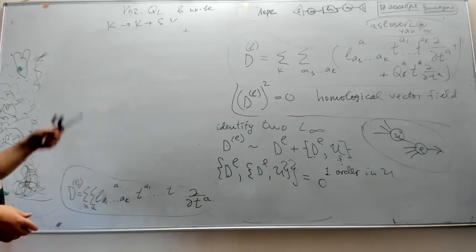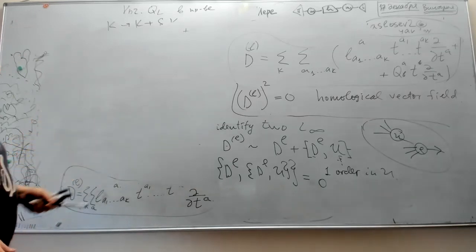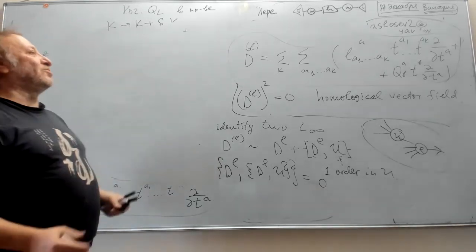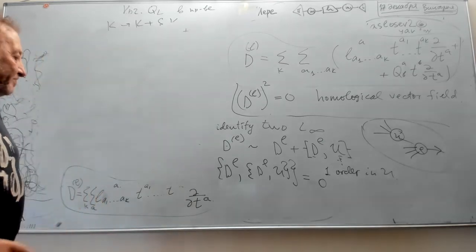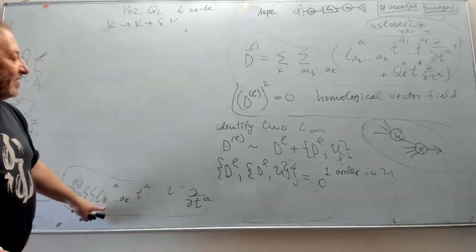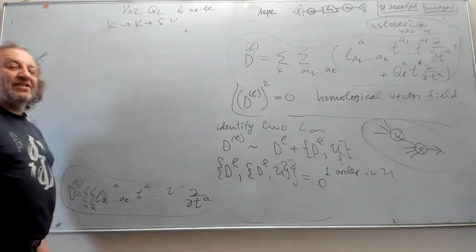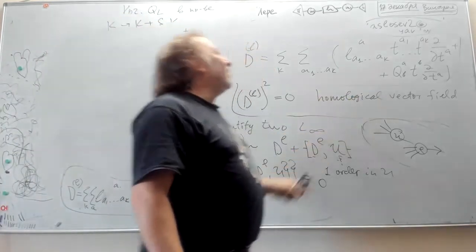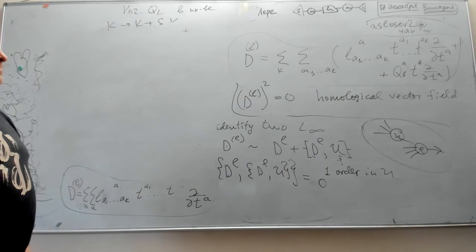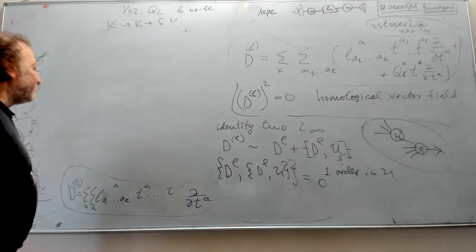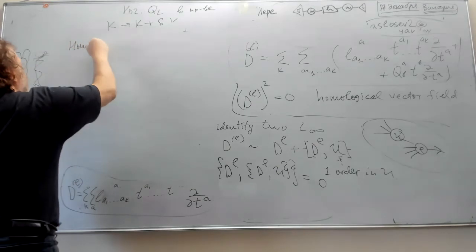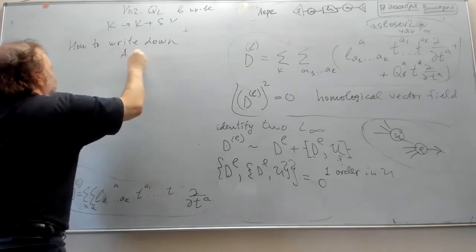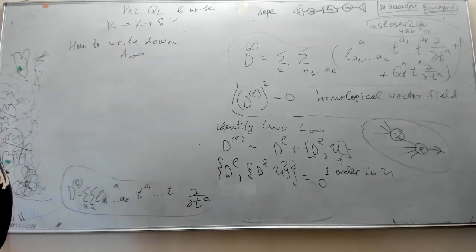You can write it down in many ways. But now I would like to move towards A infinity, because I promised you one thing. L infinity is great, but A infinity is also great. Is it possible to write down A infinity in the same way?